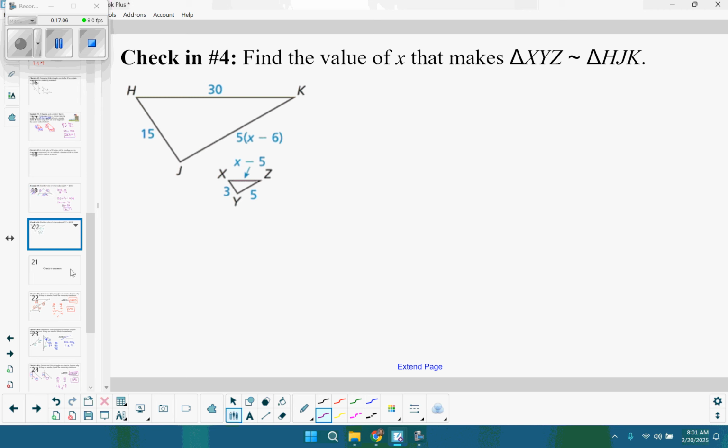So there's one final problem for you to try. Answer is posted on Google Classroom. But that is it for sections 8.2 and 8.3.